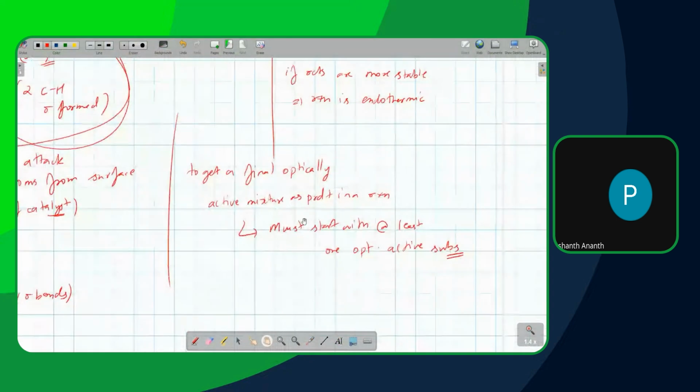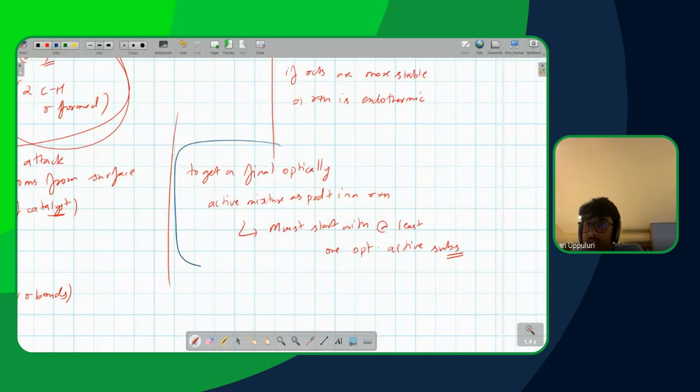Have you learned about this already, or you're not familiar with this point? No, sir. I was not familiar.